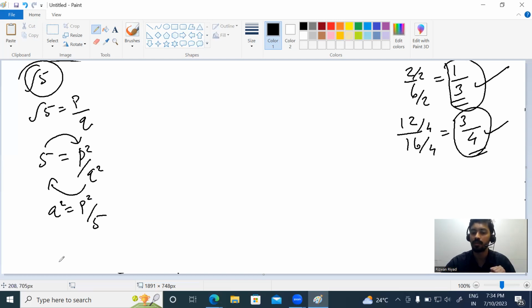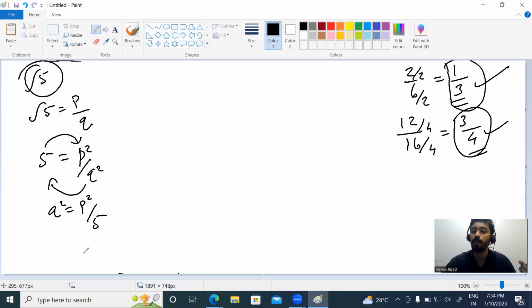What does this mean? If you are dividing this p square by 5, you are getting q square. Q is an integer, so q square is also an integer. That means you are getting an integer after dividing p square by 5. That means p square is divisible by 5. Which means, according to our last theorem, p is also divisible by 5. I hope you remember our last theorem. If we have a prime number that divides a square, then that divides a also.